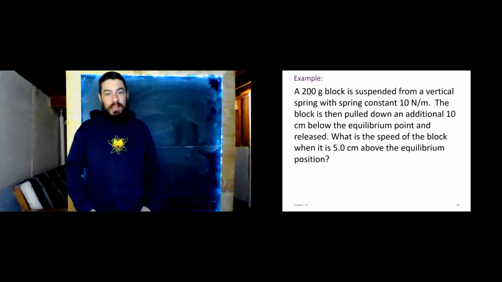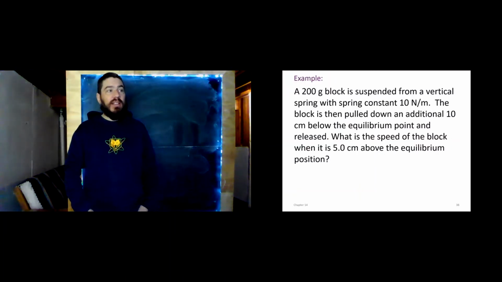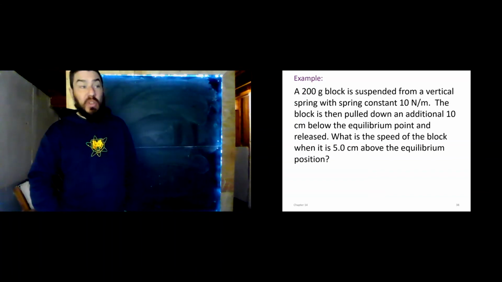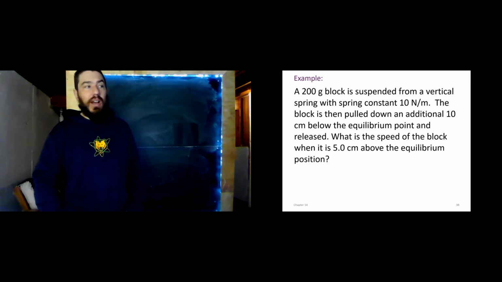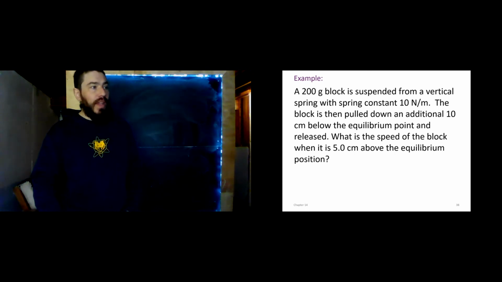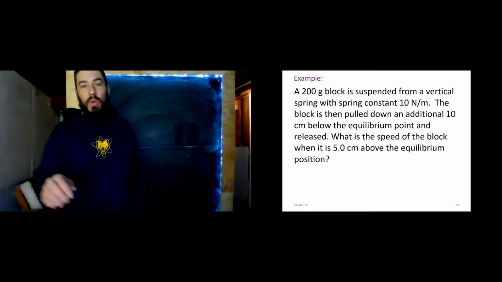Let's do a numerical example. A 200-gram block is suspended from a vertical spring with spring constant 10 newtons per meter. The block is then pulled down an additional 10 centimeters below the equilibrium point and released. What is the speed of the block when it is 5 centimeters above the equilibrium position?